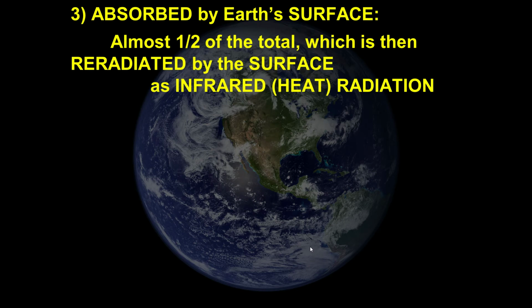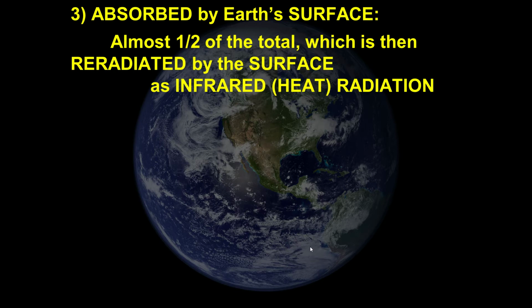And number 3, we have absorbed by the Earth's surface. This is the part that really is a big deal for humans because this is where we get our energy from. Of all the energy that gets to the Earth from the sun, only about a half of it actually gets through the atmosphere without being absorbed or without being scattered or reflected. So roughly a half gets to the surface and is absorbed by the surface.